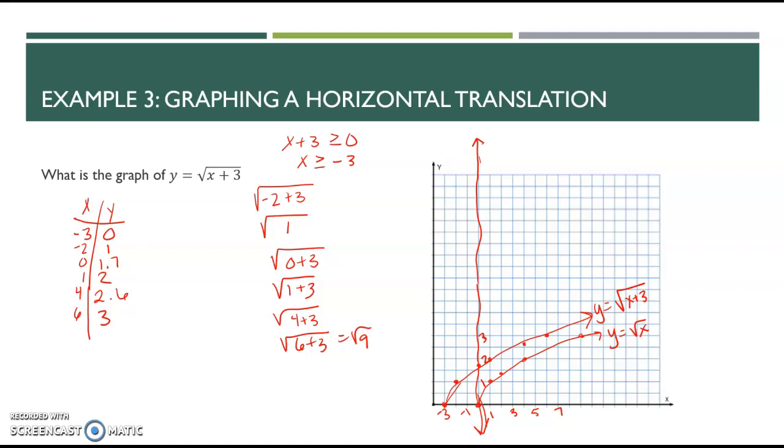So again, just some things to keep in mind. If it's inside, we call that h, and then the outside is k. So we have y equals the square root of x opposite h, plus k. That's our basic function. This opposite h is our horizontal move. And again, if it's positive, it's a left move, and negative is a right move.